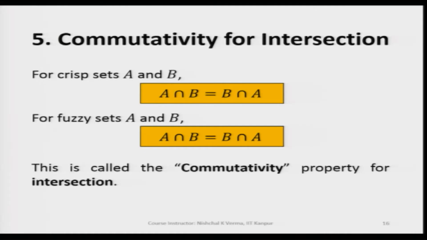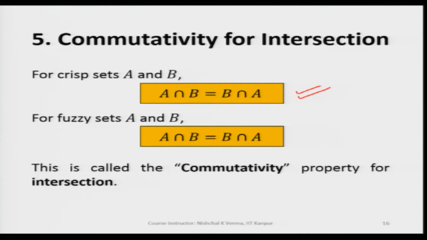Now, in the same way we can define the commutativity property for intersection. Here, when we talk of intersection, let us first see what this is for crisp sets. If we take crisp sets A and B, this property is satisfied, meaning A intersection B is always equal to B intersection A for crisp sets A and B.